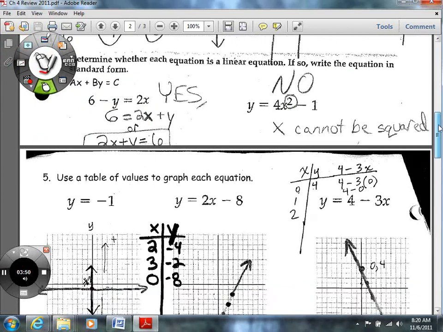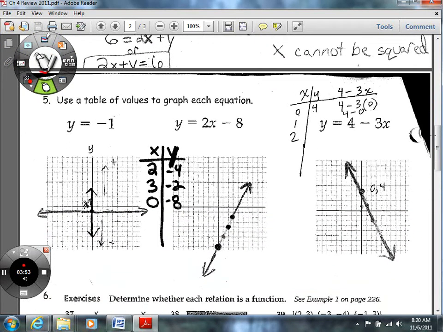All right. Use a table of values. Well, I'm hoping this one's the same as the one I gave you. I think. Oh man, I'm going to have to look at it and see. It might be slightly different. One sec. Might have changed a couple little problems.